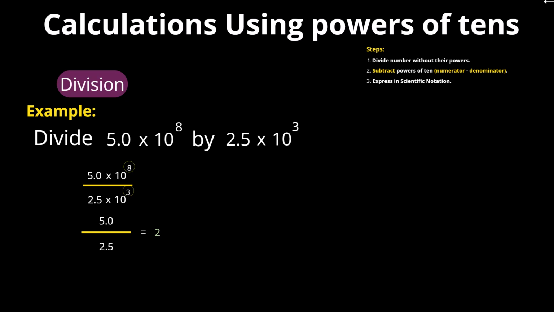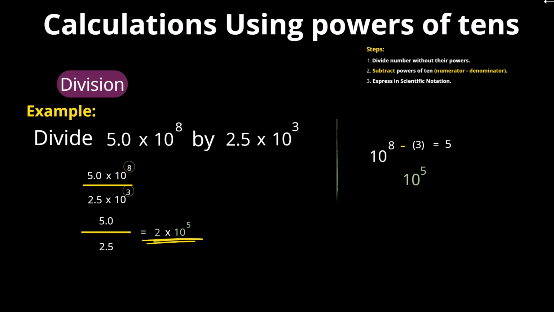Now, step 2 says subtract powers of 10, numerator minus denominator. So let's take a look at the exponents. We have 8 and 3. Let's subtract. So we need to set it in this way: 10, power of 10, exponents, 8 minus 3. That will be 5. So our new power of 10 is 10 to the 5th power. Let's bring it down. So we have 2 times 10 to the 5th power, and this is already expressed in scientific notation. So that's our final answer.